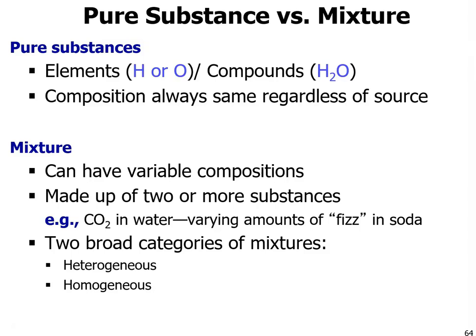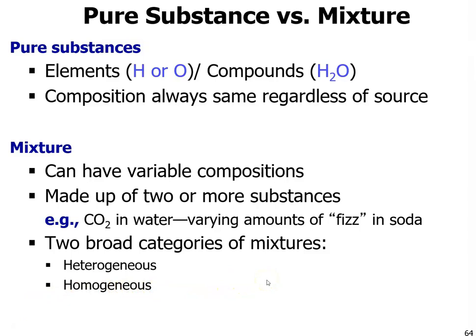An example is soda. You have water, you typically have sugar in there, and you have carbon dioxide, maybe some flavorings. That's a mixture of a lot of different things. And there are two different categories of mixtures: heterogeneous or homogeneous. You can also say heterogeneous or homogeneous. It doesn't matter. It's a potato, tomato kind of thing.